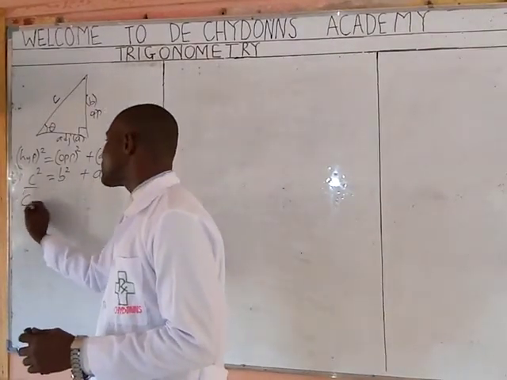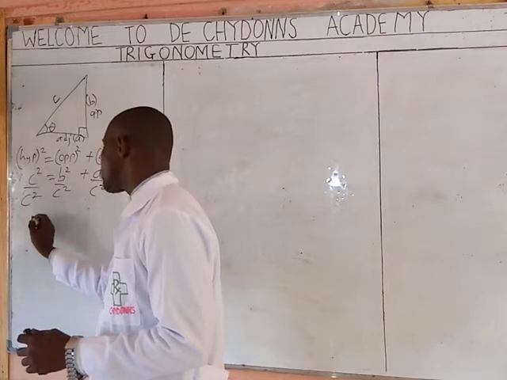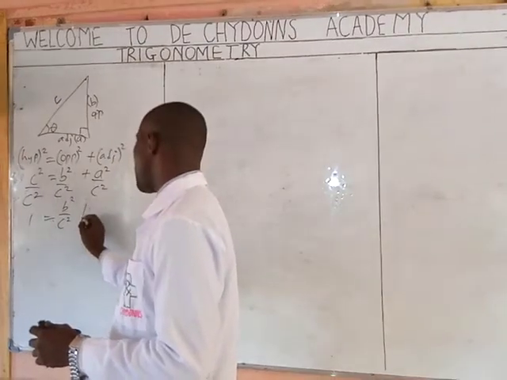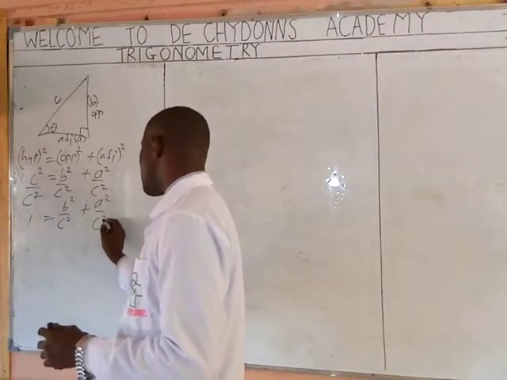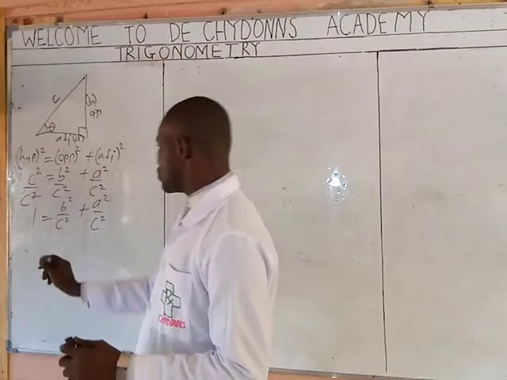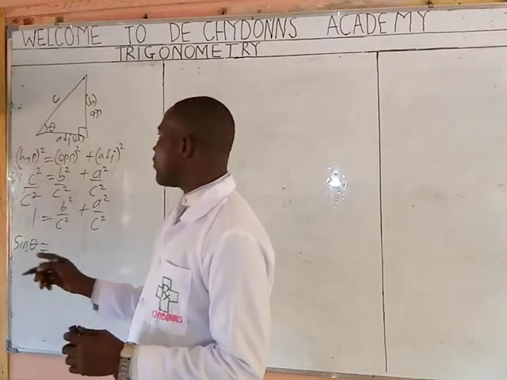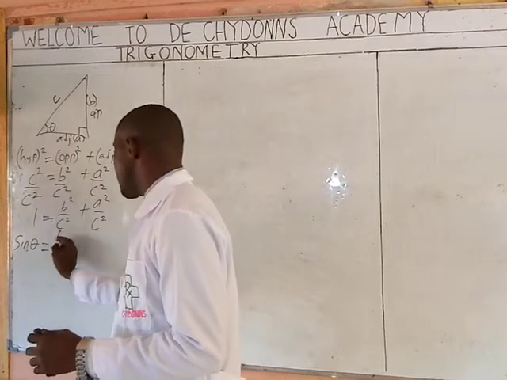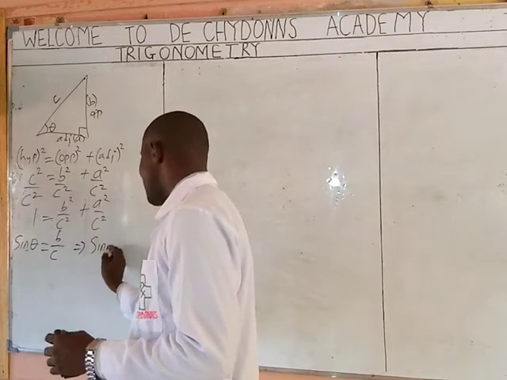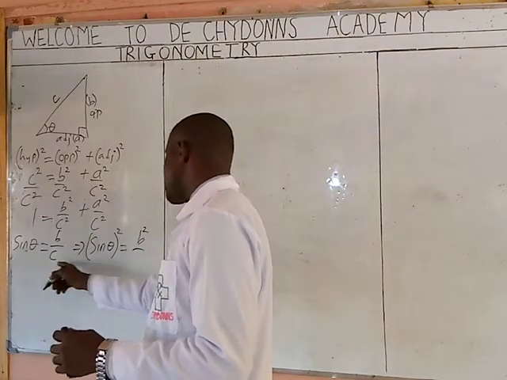When you divide everything by C squared, that will be 1 equals B squared over C squared plus A squared over C squared. So what is my sine theta? Sine theta is opposite over hypotenuse, B over C. Then if you square, sine squared theta equals B squared over C squared.